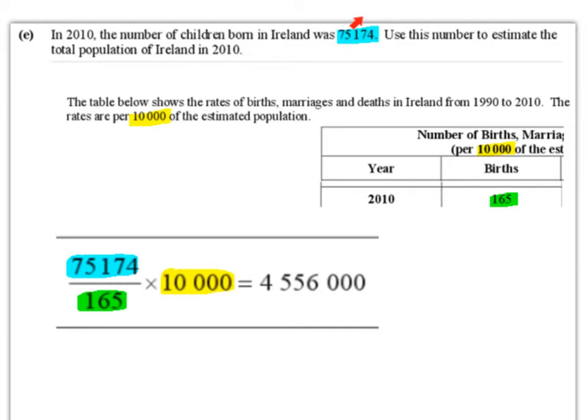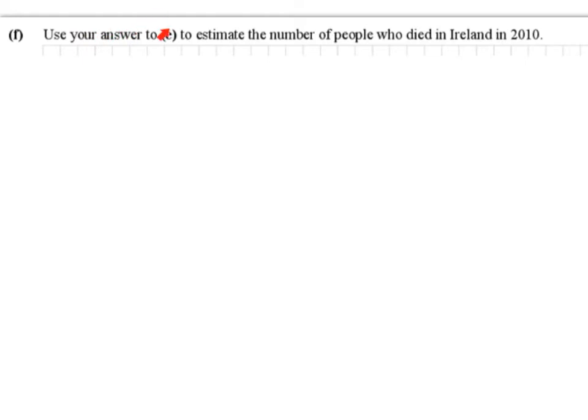75,174 children born. We're going to divide that by 165 because that was the number of births in 2010. Remember, this is per 10,000. So we divide it by 165 and then we multiply that by 10,000. And that gives us 4,556,000. So this is an estimate of the total population in Ireland in 2010. So 4.5 million.